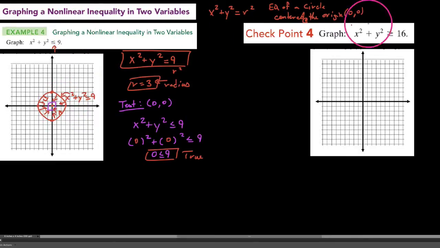So what I'd like for you to try is another circle. I want you to graph the section of the plane associated with this inequality by first graphing the circle, then choosing a point to test and shading appropriately afterwards. Cheers.